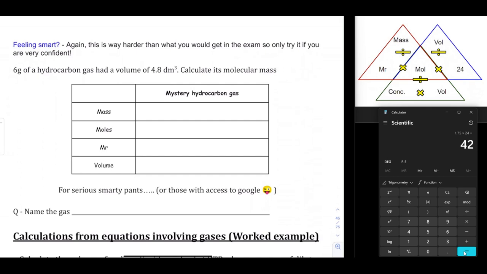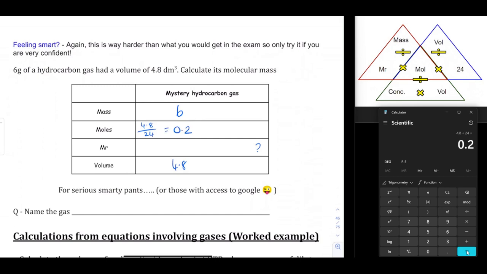So we've got 6 grams of a mystery hydrocarbon gas, and it has a volume of 4.8 decimeters cubed. Calculate its MR. Well, if we're calculating the MR, we need to have 2 pieces of information from the triangle. Well, we can work out the number of moles using the blue magic triangle by doing volume divided by 24. So 4.8 over 24 will give us that number of moles. 4.8 divided by 24 gives us 0.2 moles.